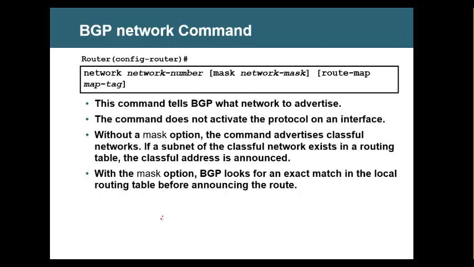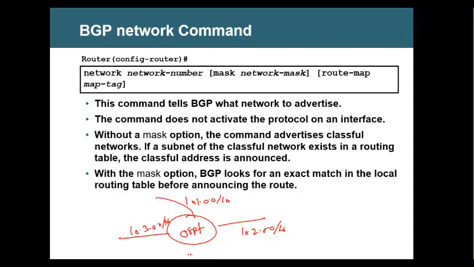What do I mean by that? See, I have OSPF running on this router and I have 10.1.0.0/16, 10.2.0.0/16, 10.3.0.0/16. If I'm running OSPF and I say network 10.0.0.0, wildcard mask 0.255.255.255, area 0, OSPF will now run on all three interfaces.